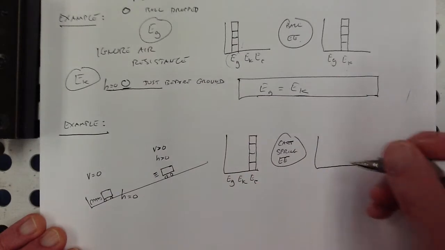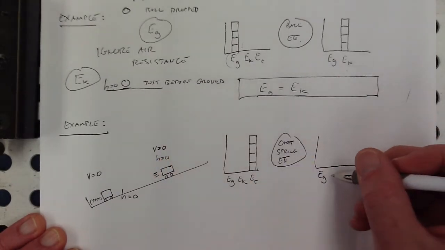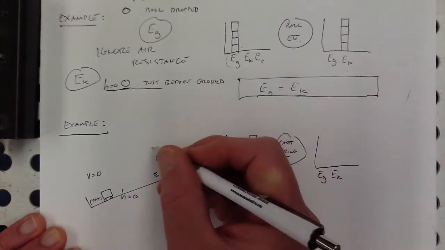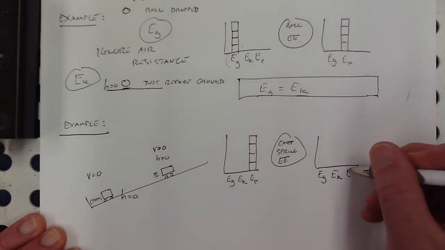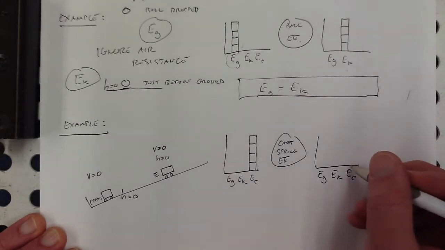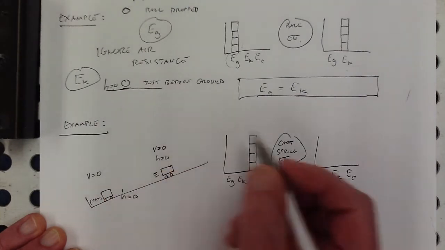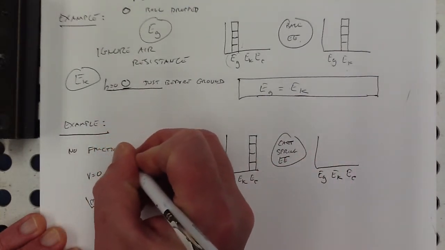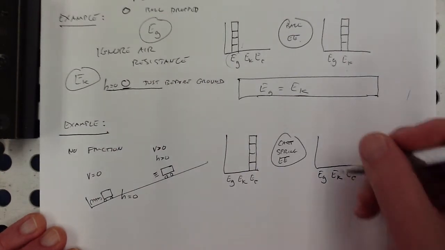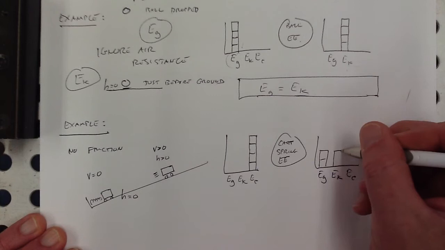When I'm here, do I have EG? Yes. Do I have EK? Yes. It has not reached its highest point yet. And then do I have any elastic energy? No. The spring is done. Do I have any dissipated energy? Not in this problem right here. We're just pretending, let's say there's no friction. So I've got some EG and I've got some EK.